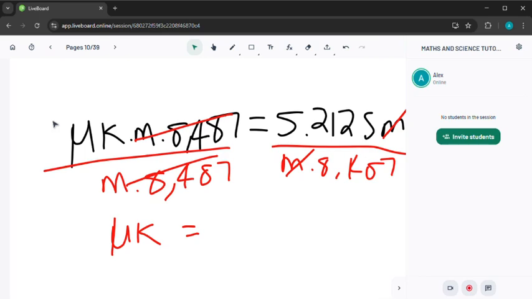Hence I said, do not panic about that unknown mass, right? So now we divide 5,2125 by 8 comma 487. Then this is going to give us how much? 0,61, and that is the coefficient of kinetic frictional force. Okay, all right, interesting.